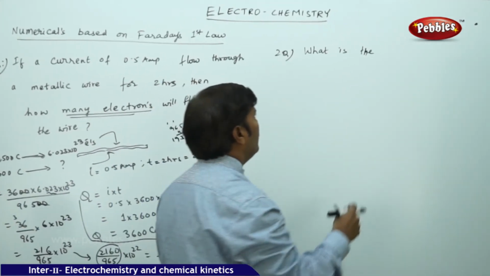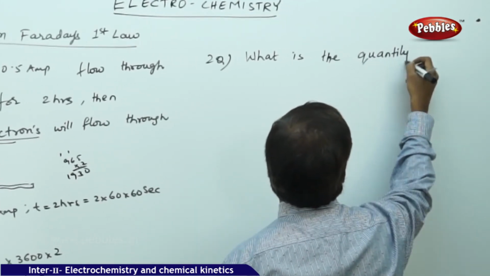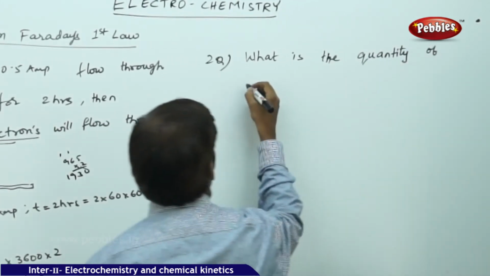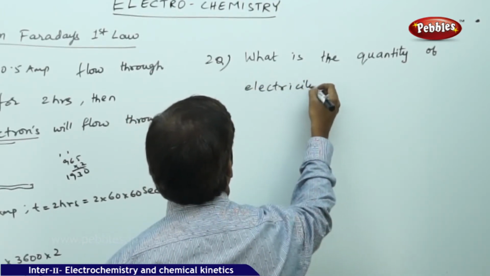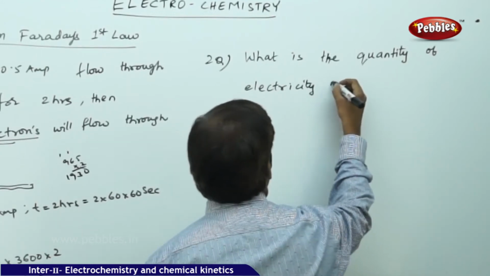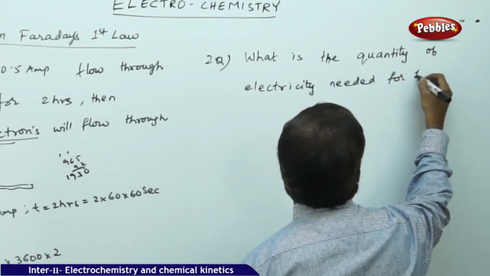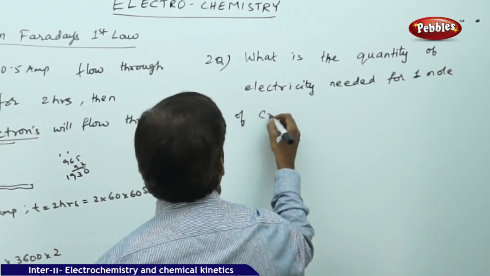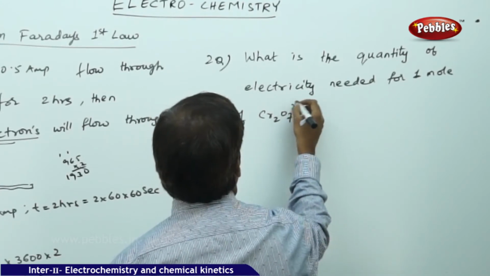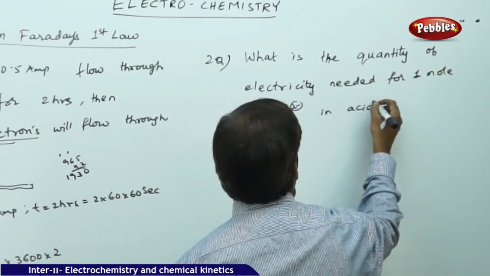So what is the quantity of electricity needed for 1 mole of dichromate ion in acidic media?